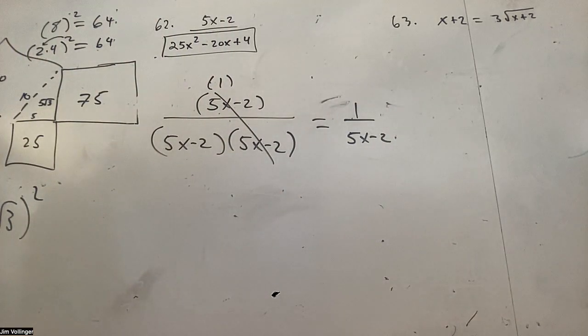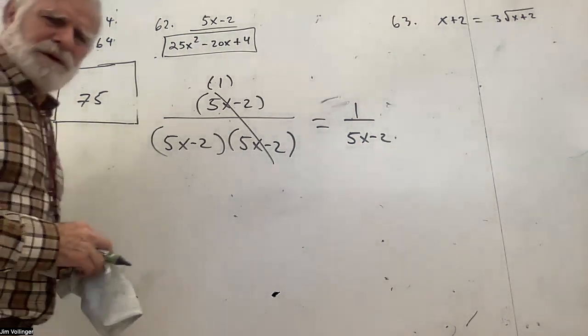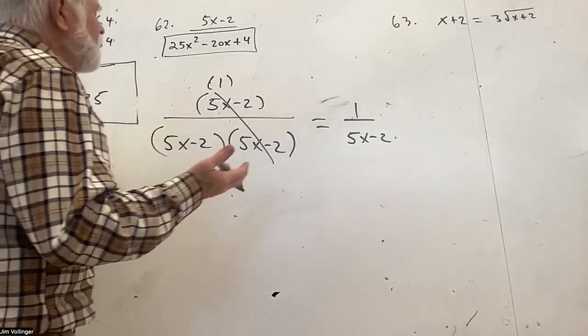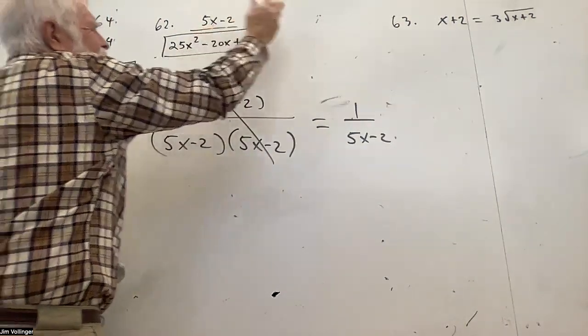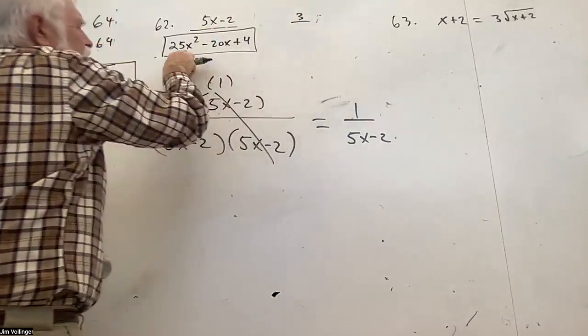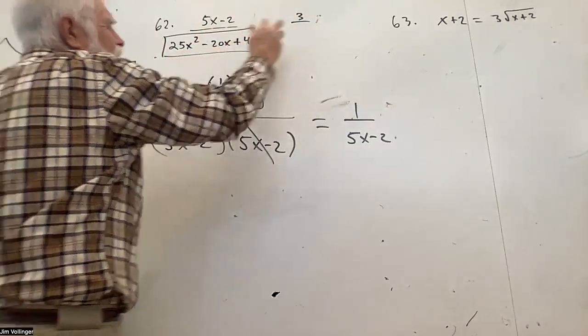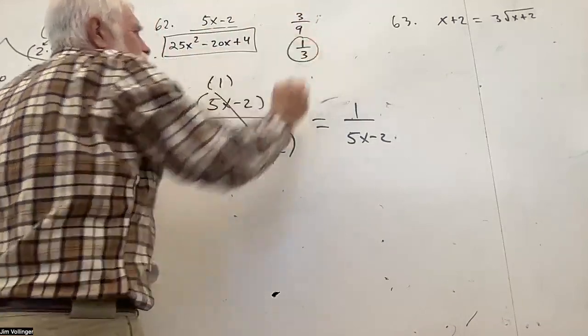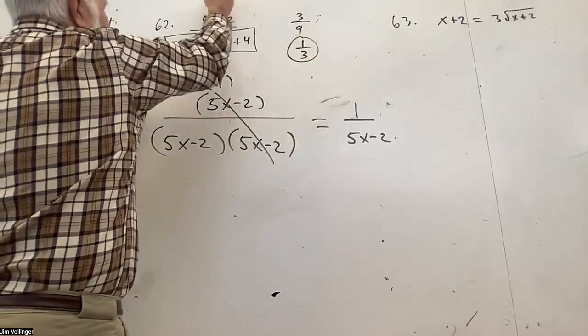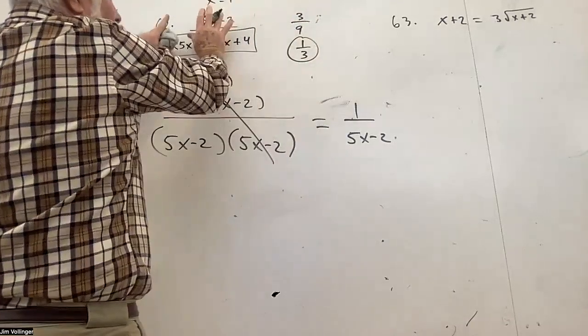And now that fraction is reduced. And it doesn't hurt to check your work. So, what would be a friendly number here? Just the number 1. 5 times 1 is 5, minus 2 gives me a 3. 25 minus 20 is 5, plus 4 is 9. 3/9 gets me 1/3. So that is letting x equal 1 in the original problem.